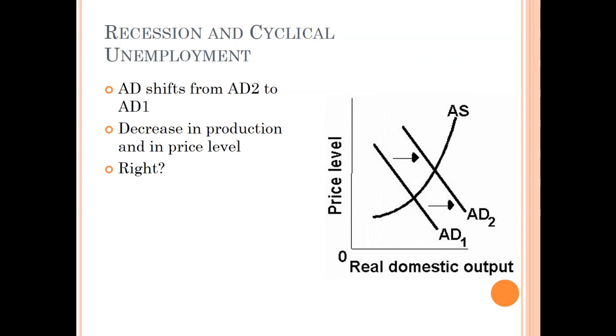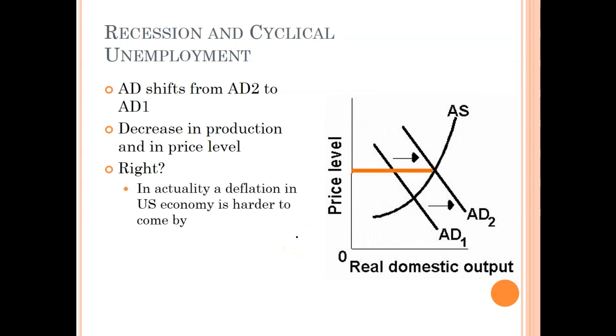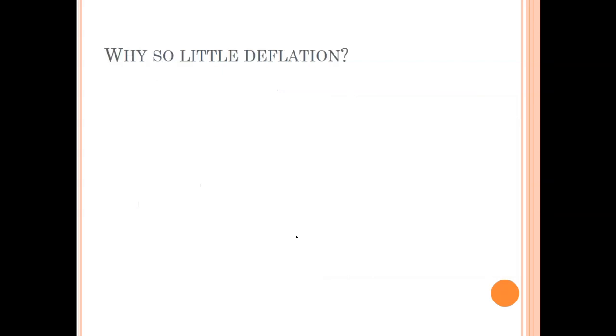Okay, how about recession and cyclical unemployment? So what if we go from 82 down to 81? There's a decrease in production, there's a decrease in price level. Makes sense. We're going backwards. In actuality, and this depends on which aggregate supply curve you're using, deflation is really hard to come by. It can happen during unique circumstances, but it's more likely to have just very low inflation rates.